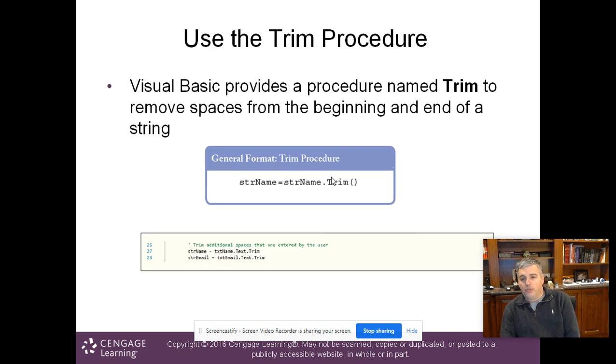Visual Basic provides a procedure called trim to remove spaces from the beginning and end of a string. So sometimes when you're dealing with HTML text boxes, a user could potentially enter an extra space at the end of a name or at the beginning of a name or something like that. And we don't want to display that ultimately in a database or on a page. So before you send that data to the server, you could trim those extra spaces at the beginning and the end of a string off so the data is clean. And that's what trim does for you. So we'll be doing a little bit of that as well, just to clean up our data.